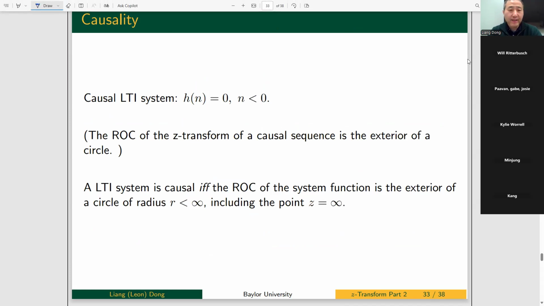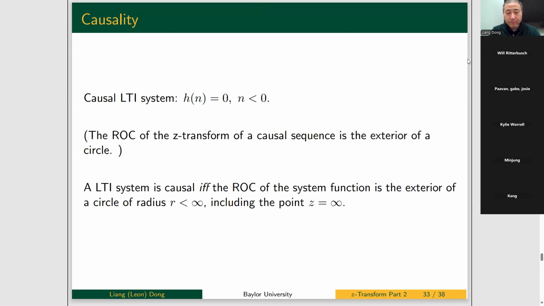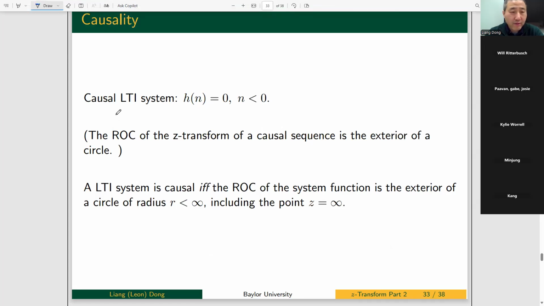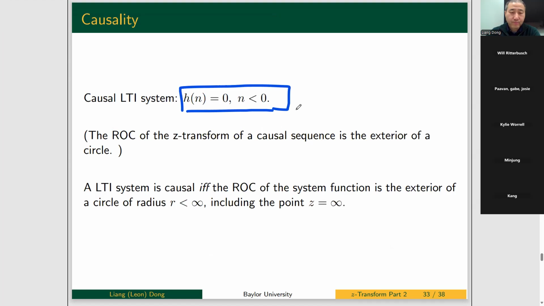So the last part for today is I'd like to use the system function to discuss causality and stability. We also mentioned this before. So today, from the Z domain, let's get into some good mathematical background. First is a causal linear time invariant system. For a causal system in the time domain, we can look at the impulse response h[n]. Simply, this is the condition for a causal system: h[n] equals 0 when n is less than 0.